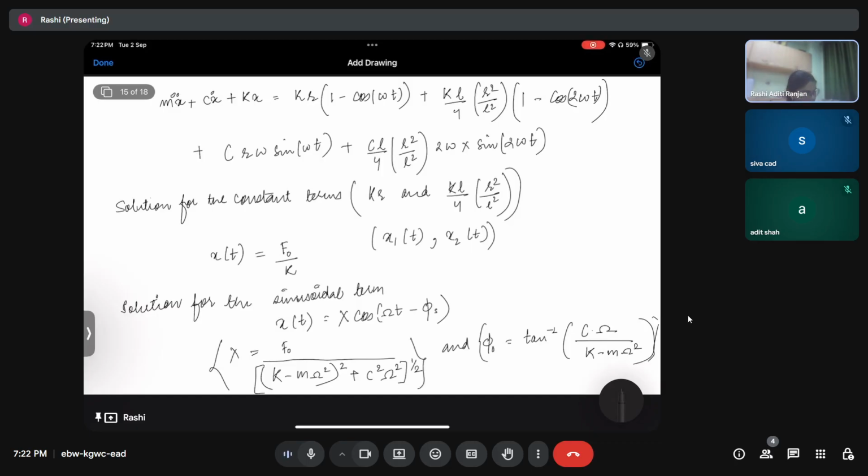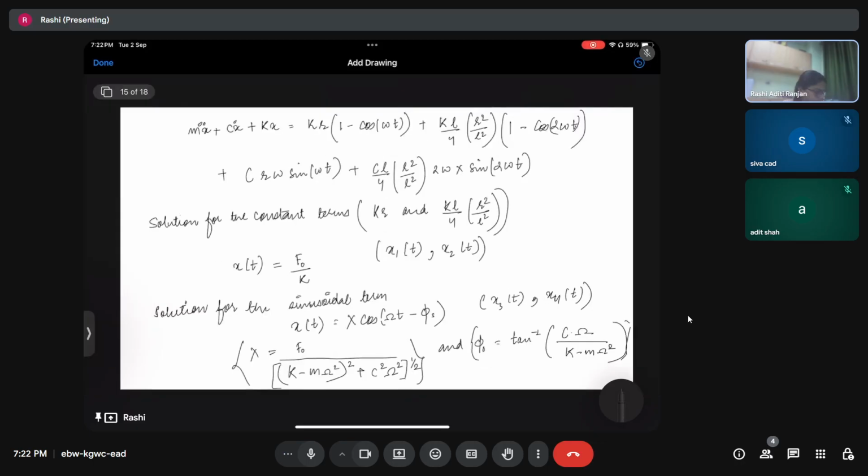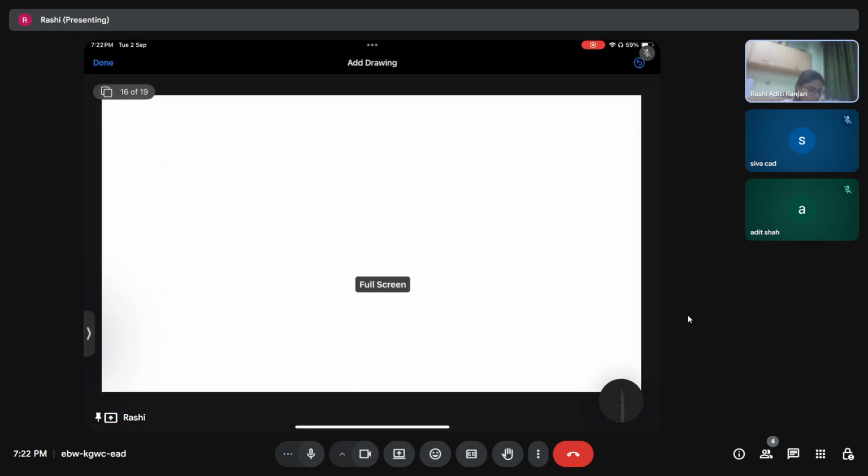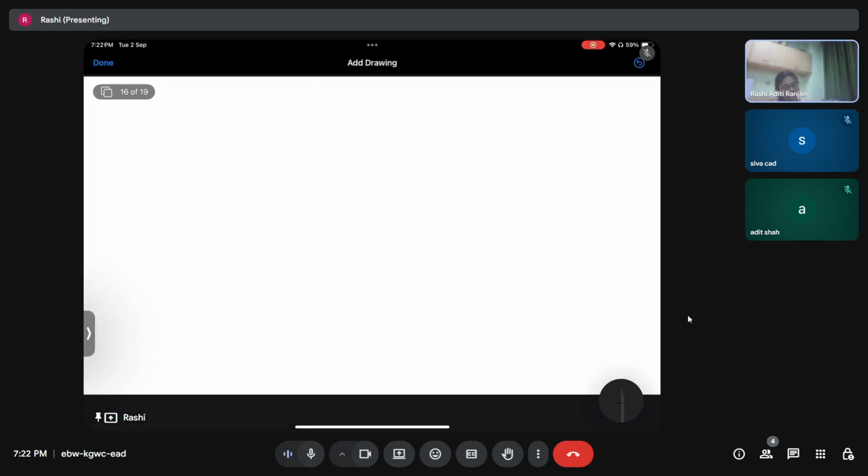From here we are going to get two solutions, x3 of t and x4 of t. Okay, last is the solution for the cosine term. Now this is easy.